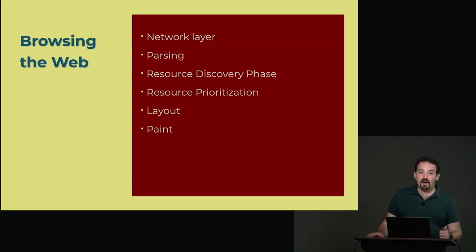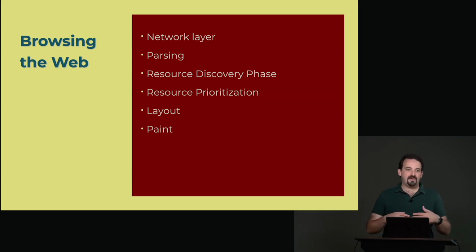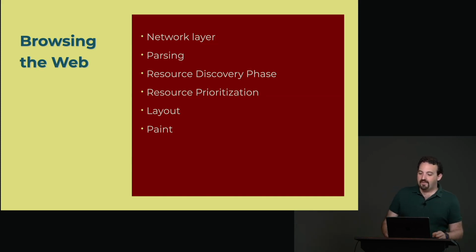The parsing part, when the browser is parsing the HTML, the resource discovery phase, where in this case the browser is discovering other assets, other resources that are needed to render the page: JPEG files, JavaScript files, style sheets. Then the browser has to prioritize elements, so it needs to download 10 assets. Which one should download first? Well, there is a process for that.